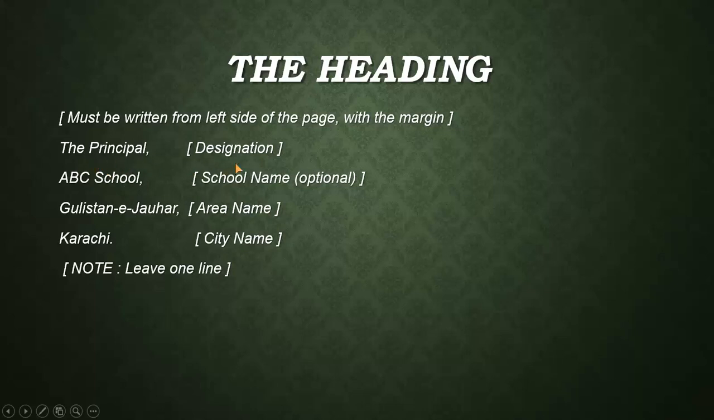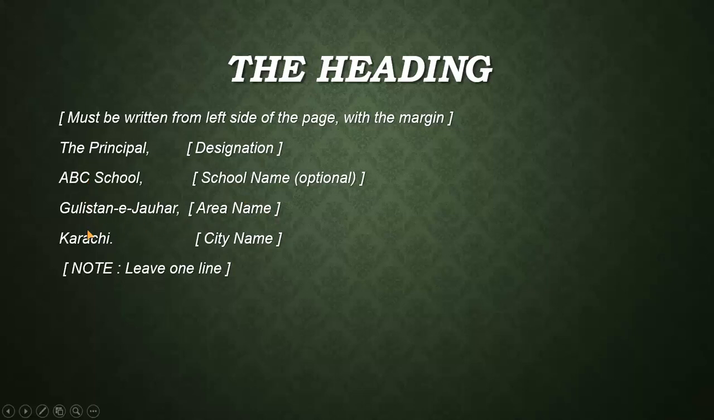So the designation of the addressee must be written at the top part, comma, then ABC School, comma. You can write a school name. It is optional. You can write ABC School, or it is also right to write the name of the particular school, like you can write Assam Public Academy School, comma. Then there is the area name, Gulistan Johor. I have written it here with a comma again. Area name is also optional. You can skip it also.